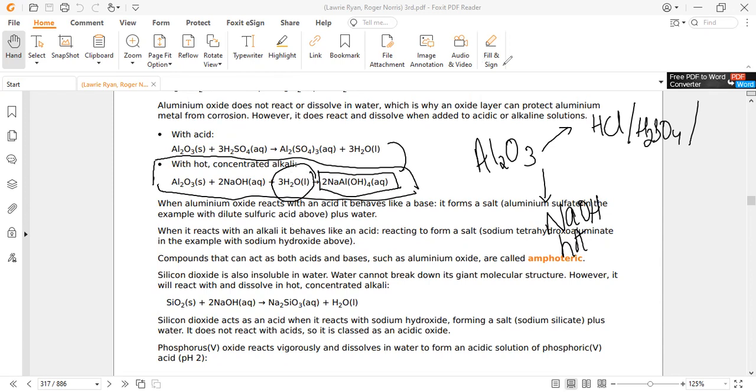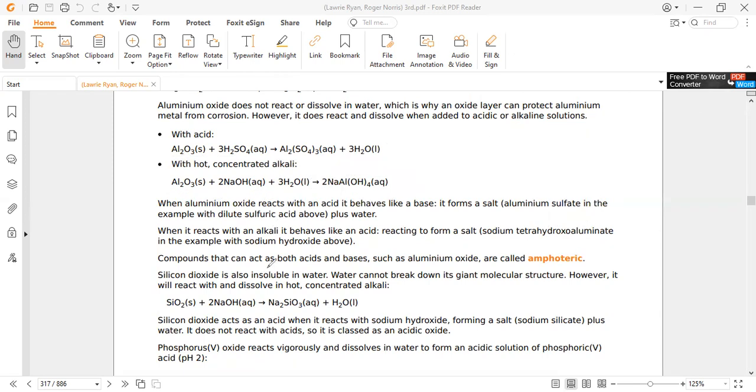Because we use the two different reagents, aluminum oxide shows a positive result in both cases. Silicon, phosphorus, and chlorine, silicon, phosphorus, and sulfur all are non-metal oxides, which are acidic in nature.